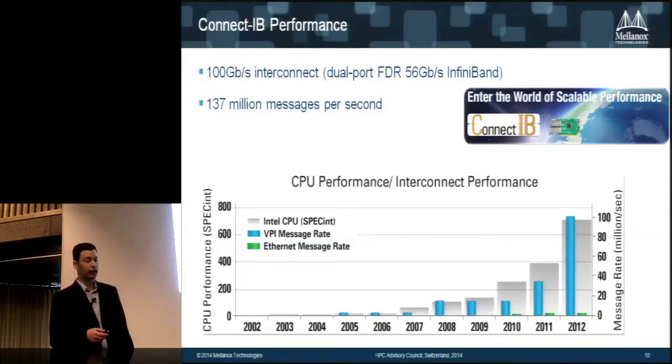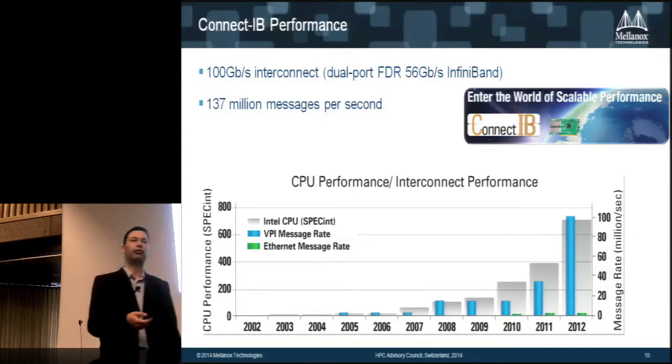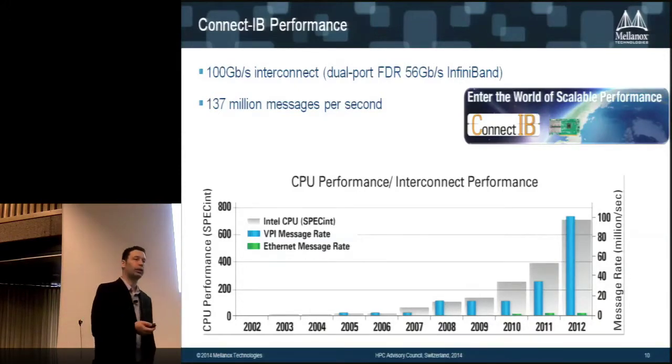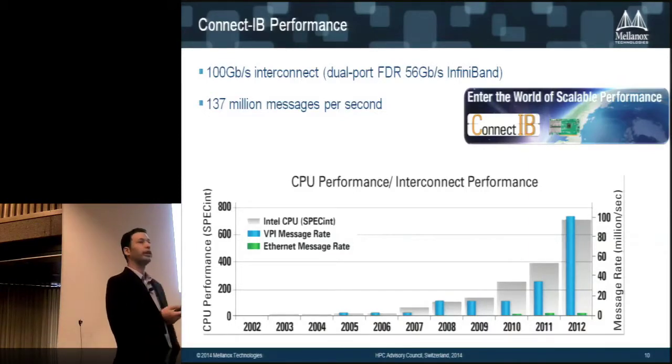And in fact, our target for exascale is to always be able to match the I/O bandwidth that is available in the CPU to make it available for point-to-point communication between the different compute nodes.